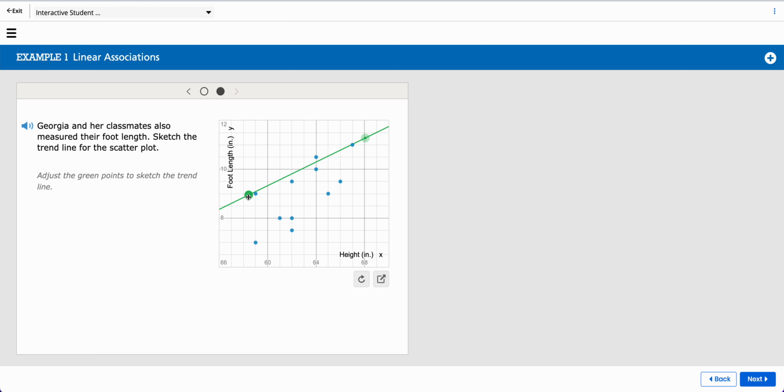Now I can cut the data in half by doing this. Does that cut the data in half? Pretty well. Pretty well have half of them above and half of them below. Is it a good trend line? Yes. No.